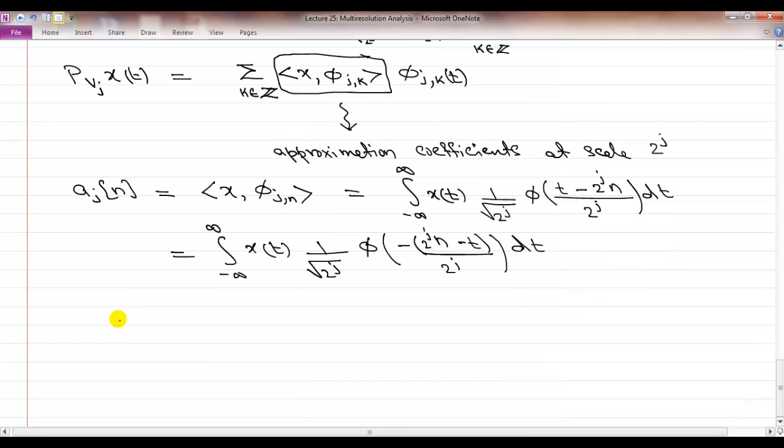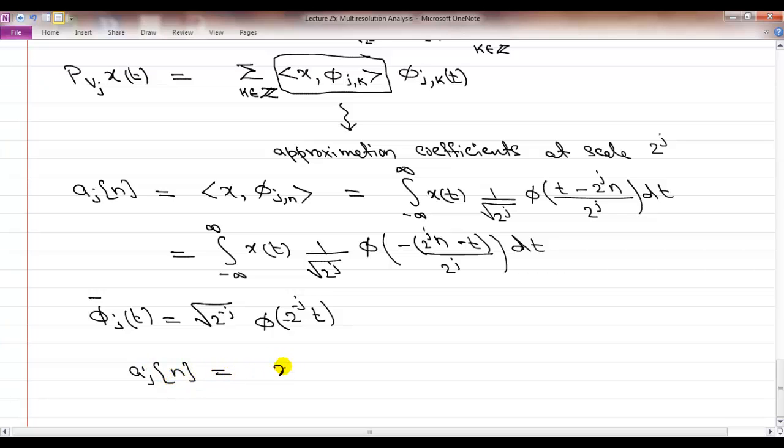So I can define phi bar j of t as square root of 2 to the minus j times phi of 2 to the minus j t minus 2 to the minus j t. This means that a_jn is simply equal to x convolved with phi bar j, and then I sample it at time 2^j n.